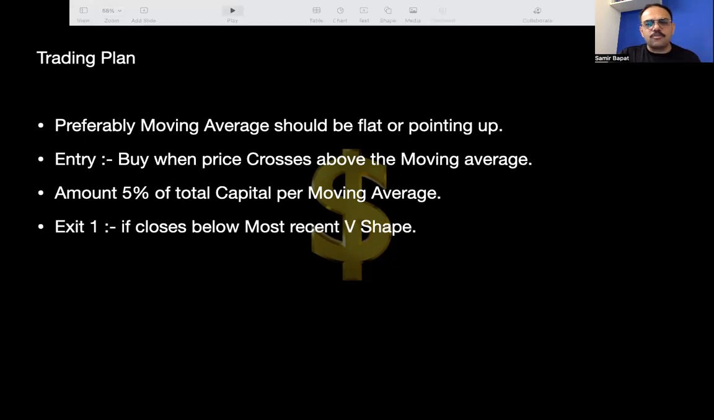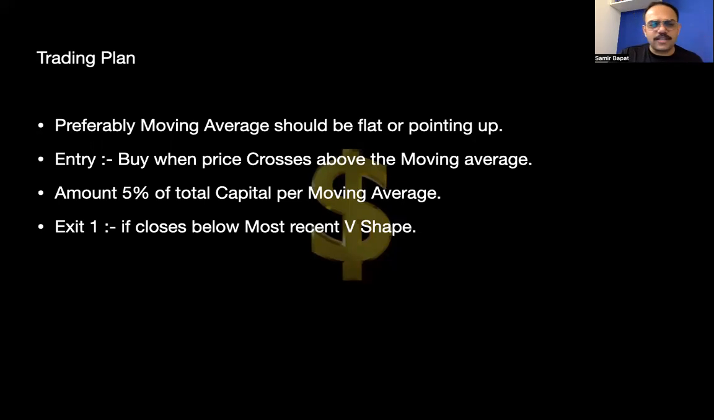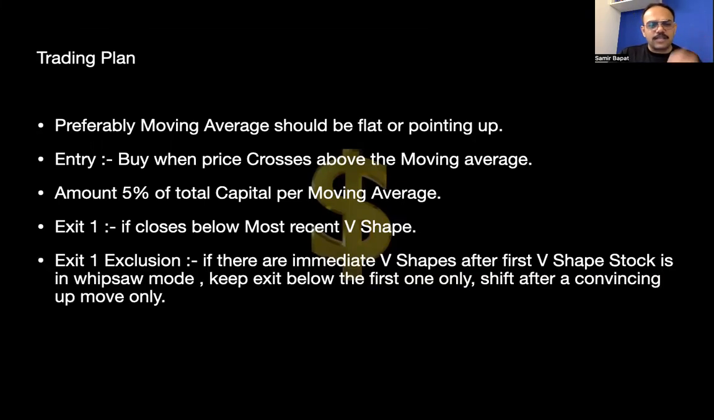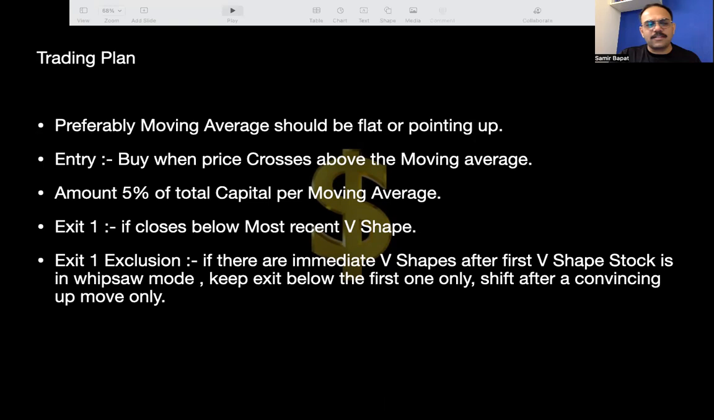Exit if it closes below the most recent V shape. I'll explain what a V shape is. One exclusion: if there are immediate V shapes after the first V shape, the stock is in whipsaw mode. Keep the exit below the first one only, and shift only if it has moved consistently a little bit up. This is a little subjective. This is not a precision.